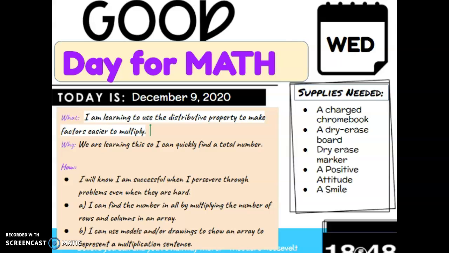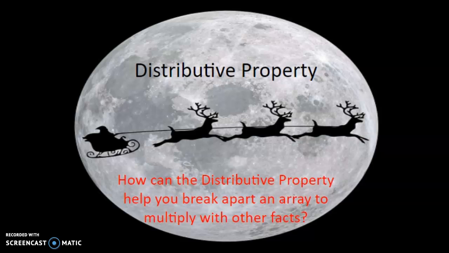So today we're going to be learning something called the distributive property. Now, in years past, this property has allowed us to break multiplication factors down to smaller factors that we already know and then put them back together to help us solve them. So today we're going to be learning how to use that distributive property to make it easier for us to multiply.